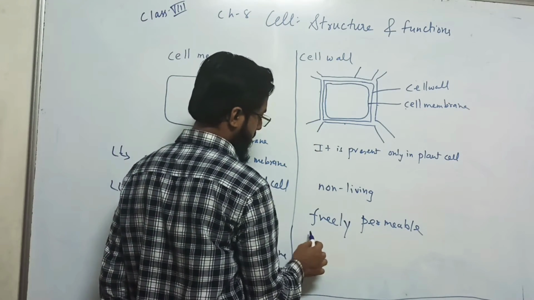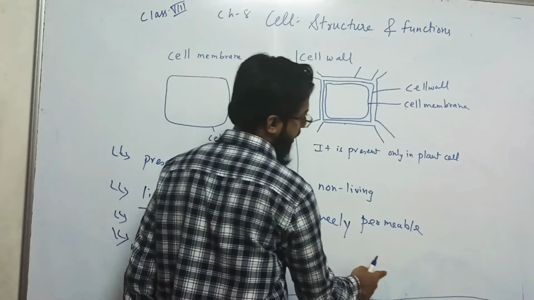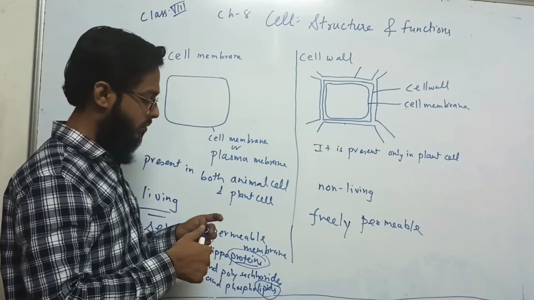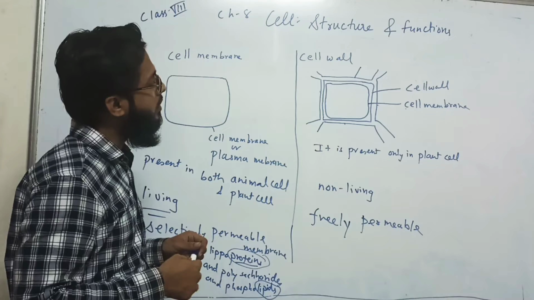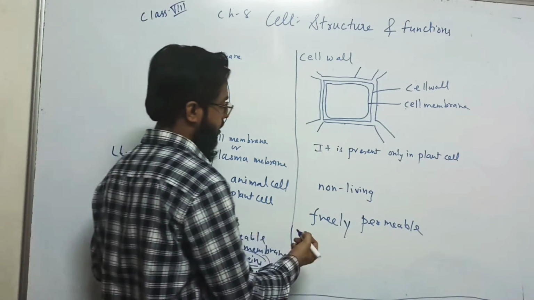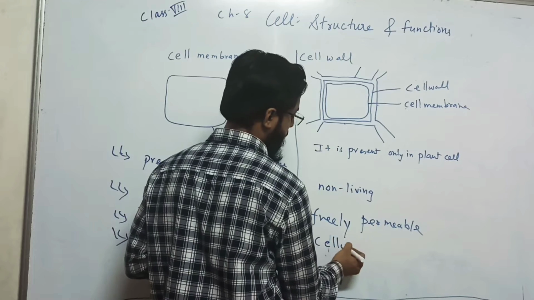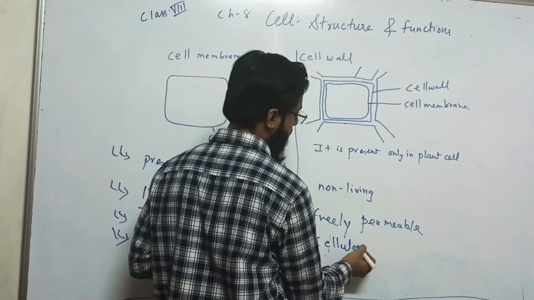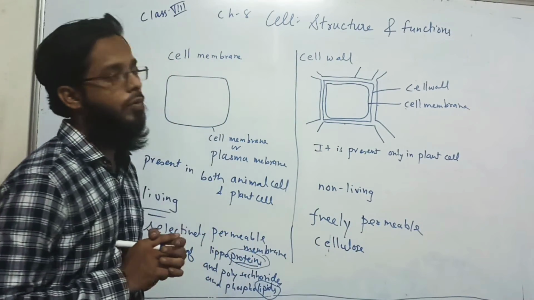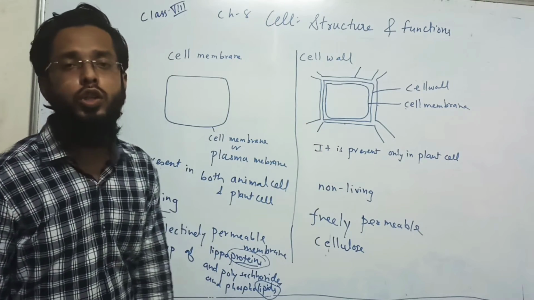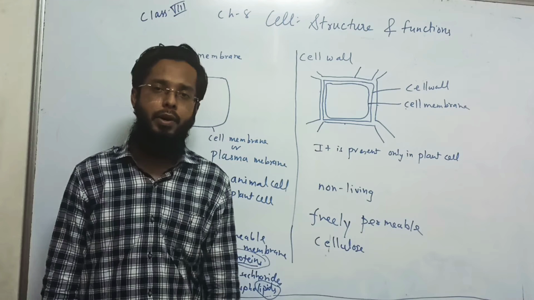In case of cell wall, it is made up of chitin, cellulose. Cellulose is a material of cell wall. And this is present only in the plant cell. So this was about cell wall and cell membrane differences.